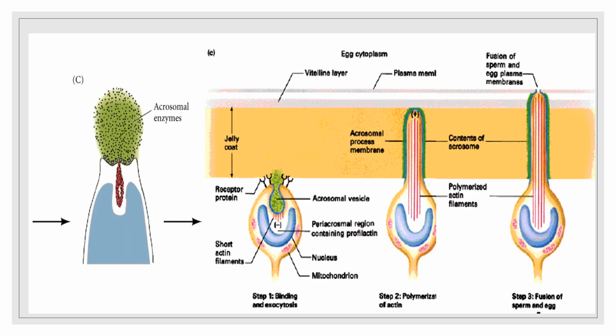Another important thing happens after this acrosomal reaction. We can find some short actin filaments here. After the acrosomal reaction, these actin filaments polymerize in this way and form a long polymerized chain which is known as the acrosomal process.